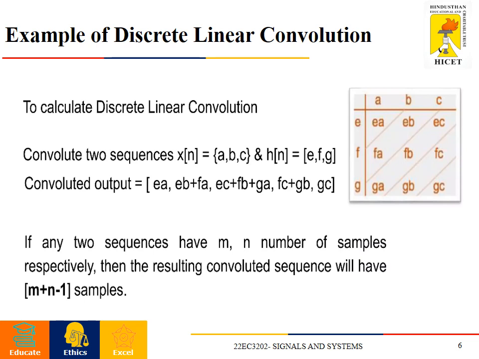See the diagram. You will get the 5 samples of the output. This is the way you have to multiply the sequences to get the convoluted output.